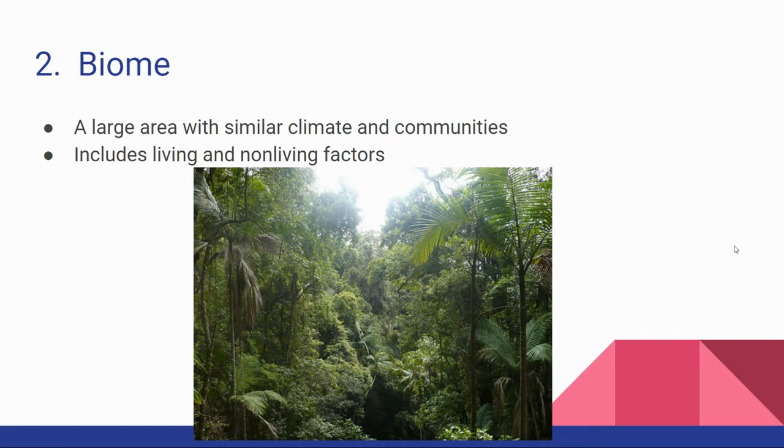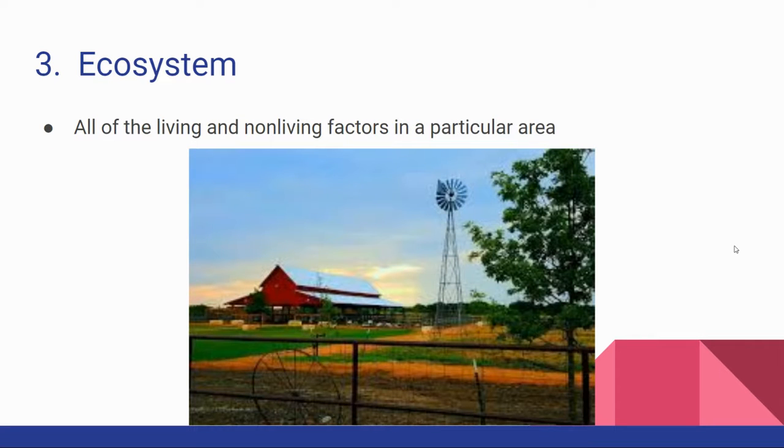Next level down is the biome. A biome is a large area with similar climate and communities. This also includes living and non-living factors. So now we're starting to get more focused as we move down this list. Number three, you have an ecosystem. All of the living and non-living factors in a particular area. A farm can be an ecosystem, by the way. It's actually a good ecosystem.